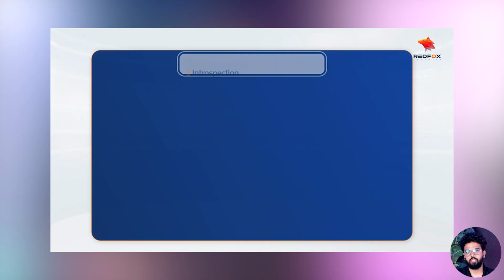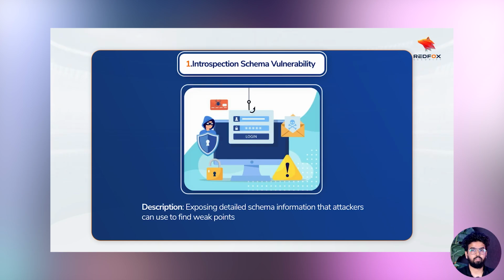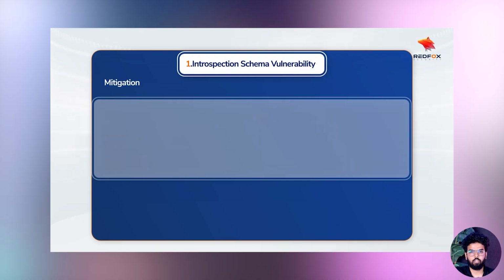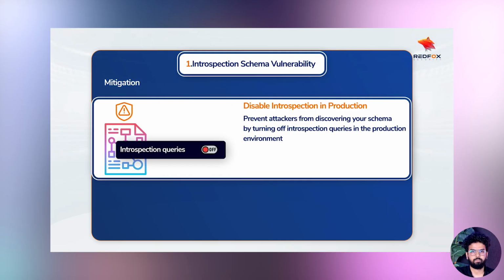First is introspection schema vulnerability. Exposing detailed schema information that attackers can use to find weak points. The mitigation is disabling introspection in production. Prevent attackers from discovering your schema by turning off introspection queries in the production environment.